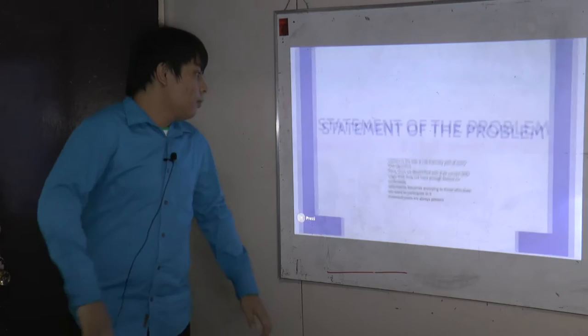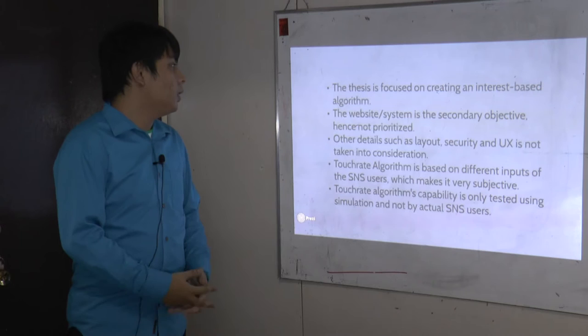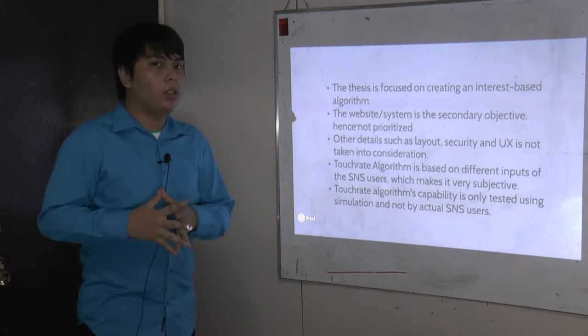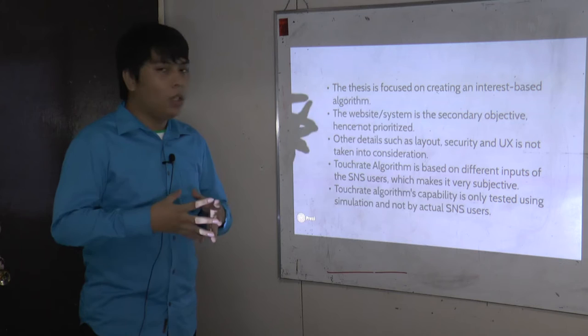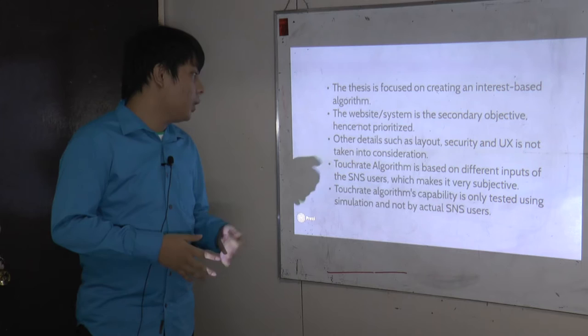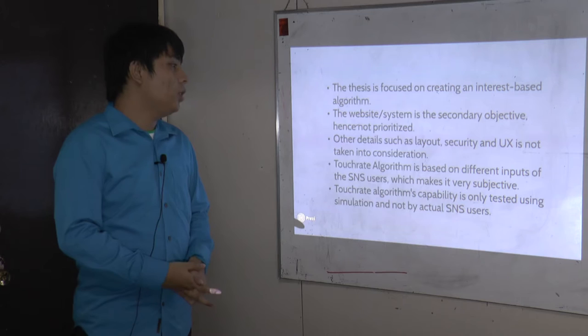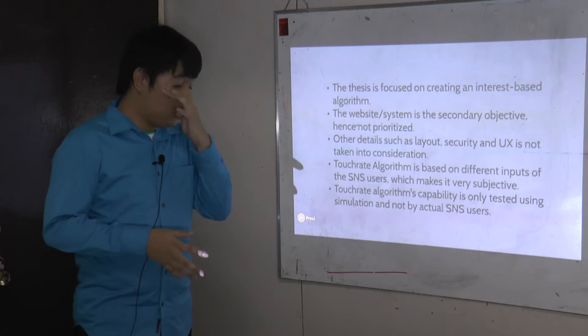So for the scope and limitations, the thesis focuses on creating an interest-based algorithm. So this thesis is an algorithm, but I also created a website to contain the algorithm, just good enough to show that it's working. The website or system is the secondary objective, hence not prioritized. Other details such as layout, security, and UX are not taken into consideration, since this thesis is just about the algorithm.